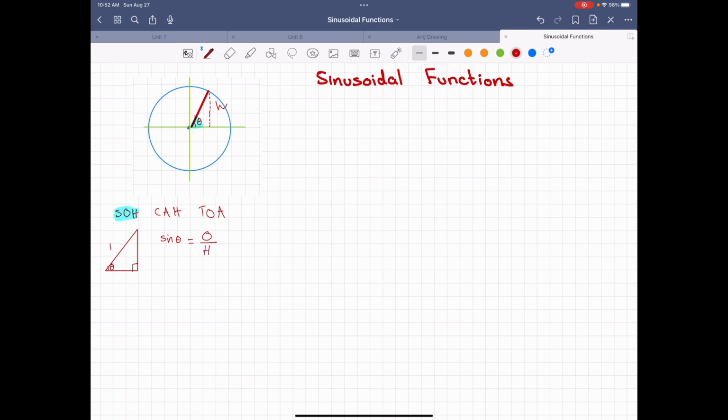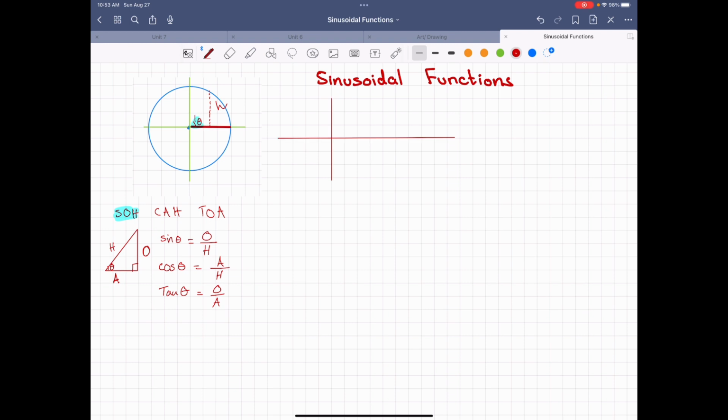We know that this is my hypotenuse. That is the side that is opposite to theta, and this side right here is adjacent. Cosine theta is adjacent over hypotenuse. Tan theta is opposite over adjacent. Okay, these are my primary trig ratios.